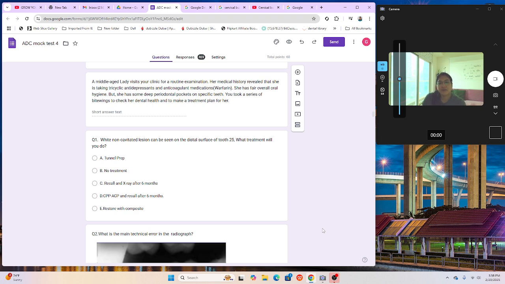She has fair overall oral hygiene, but she has some deep periodontal pockets on specific teeth. You took a series of bite wings to check her dental health and to make a treatment plan for her. Okay, so you have taken bite wings. So when you're reading this question, expect the sub questions to have the radiographs. Okay, you know where this is going, correct?